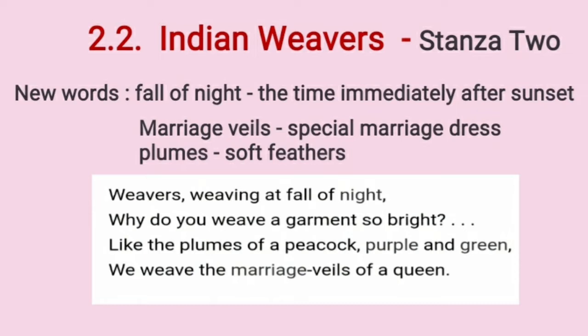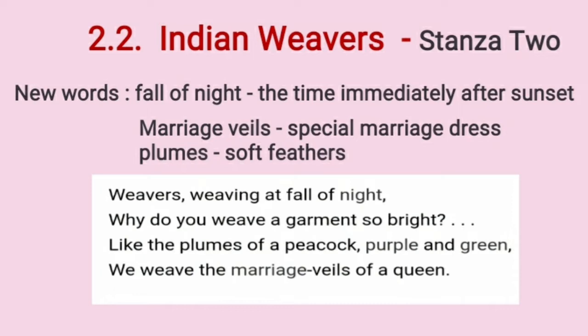Now in this stanza, the poet meets the Indian weavers during the fall of night. It refers to the evening or dusk time. At this time, most of the Indian marriages take place. She asks them why they are weaving such a bright colored garment. The weavers answer that they are weaving the marriage veils of a queen. The color of the marriage veils is compared to the feathers of a peacock.